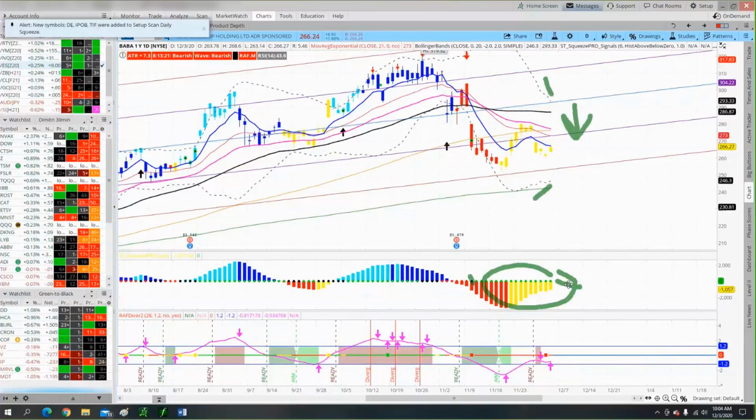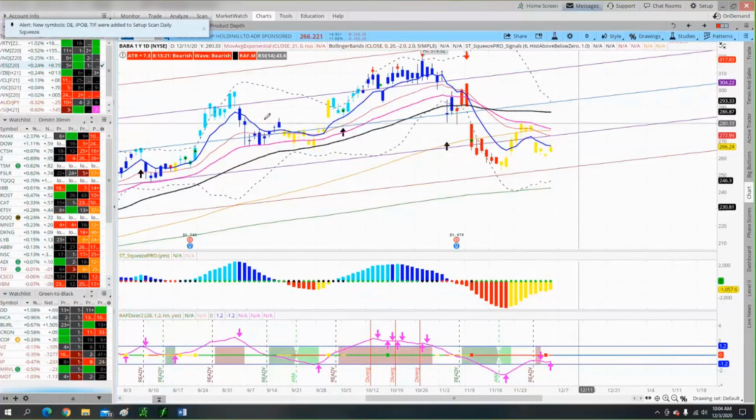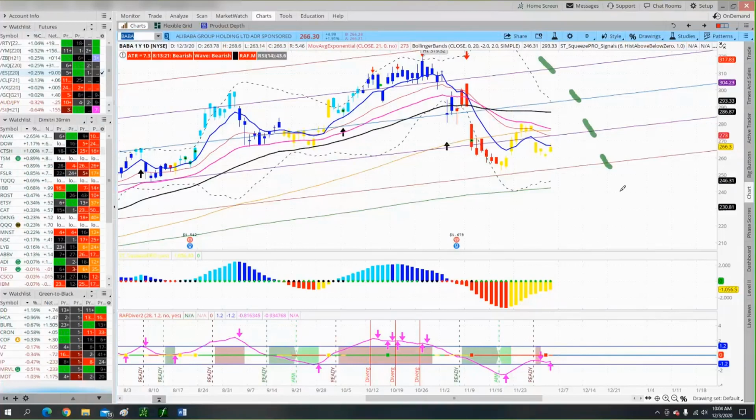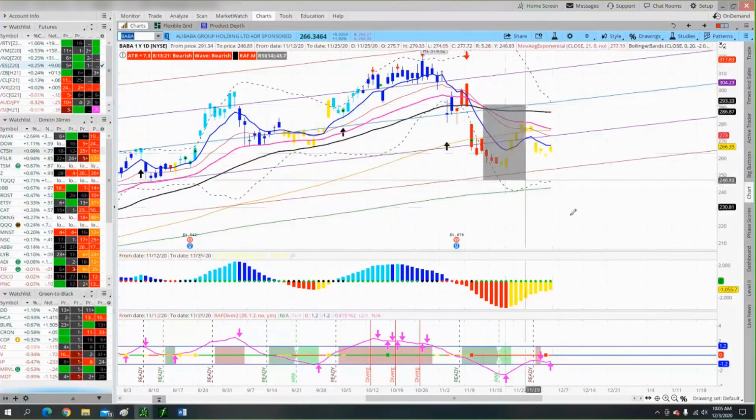Now, also look, we are to the downside. How else could you play it? I want you guys to think of these channels as support and resistance, right? We talked about this all day yesterday. When you break resistance, it should act as support. When you break support, it should act as resistance. So let's look at BABA. Let's go deep into BABA.